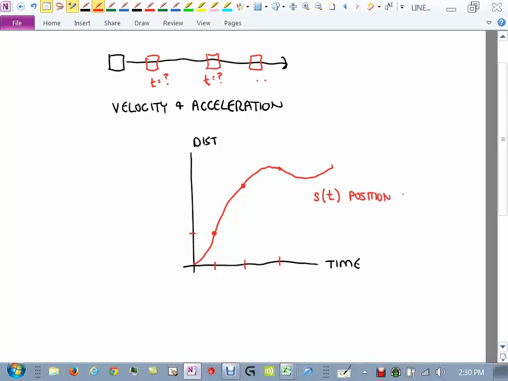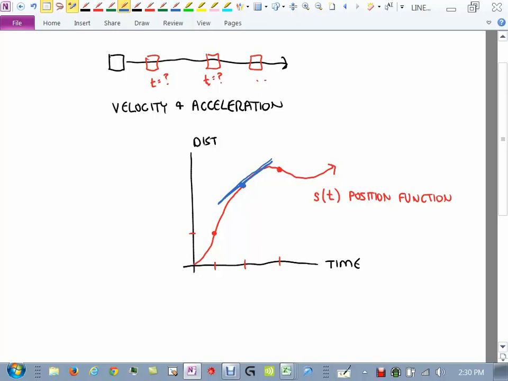What it is, it's a function that tells us where this box or car or bullet, whatever it is, is at every point in time. All right, so that's the s function here. Then if we look at the slope of the tangent line at some point, that slope of the tangent line will give us our instantaneous velocity. It'll give us the velocity of that object at that point in time.